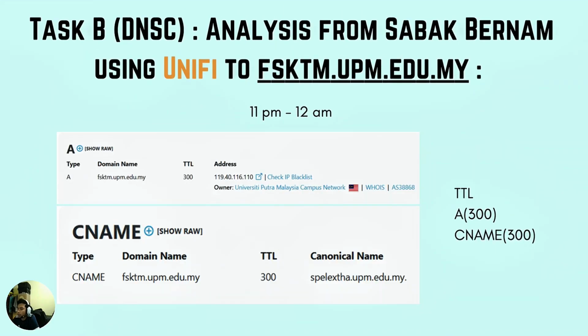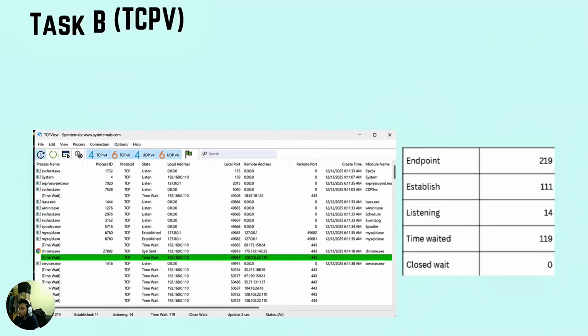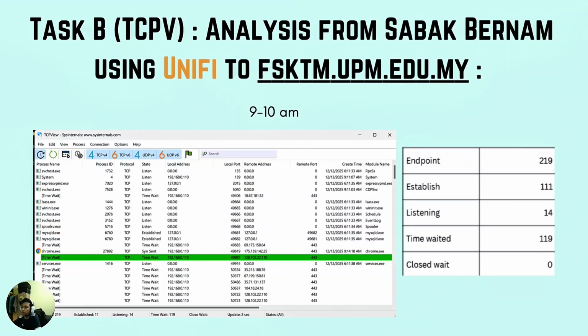Analysis from Sabak Bernam at 11 p.m. to 12 a.m. for the DNS checker, I get 300 for A and 300 for CNAME. And next, I use a tool like TCP View. From this tool, I get the information like the endpoint, established, listening, time wait, and close wait.